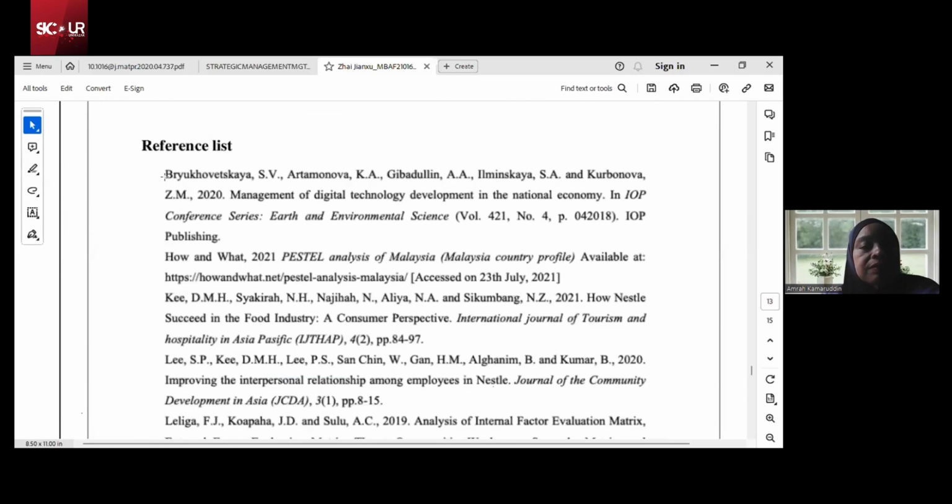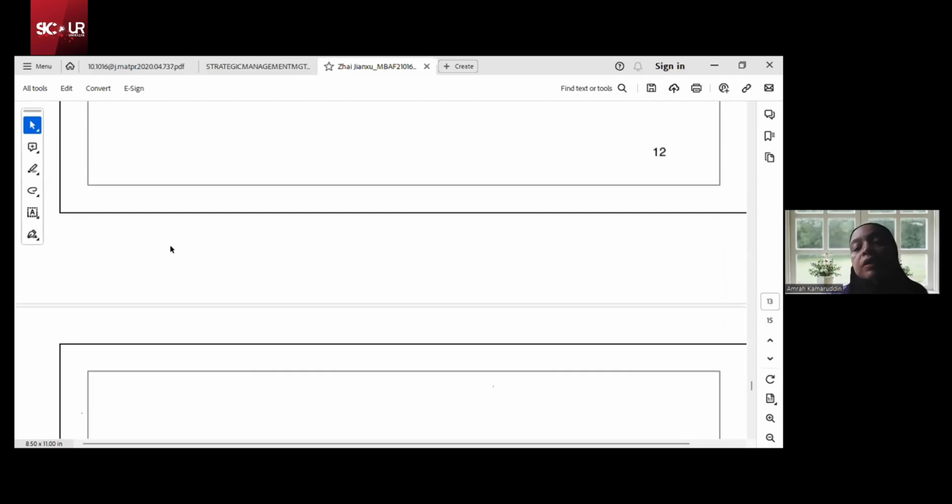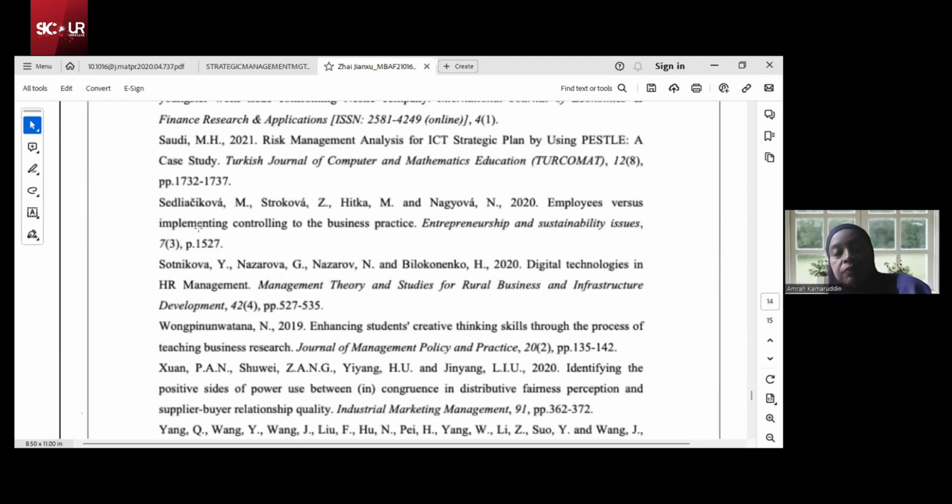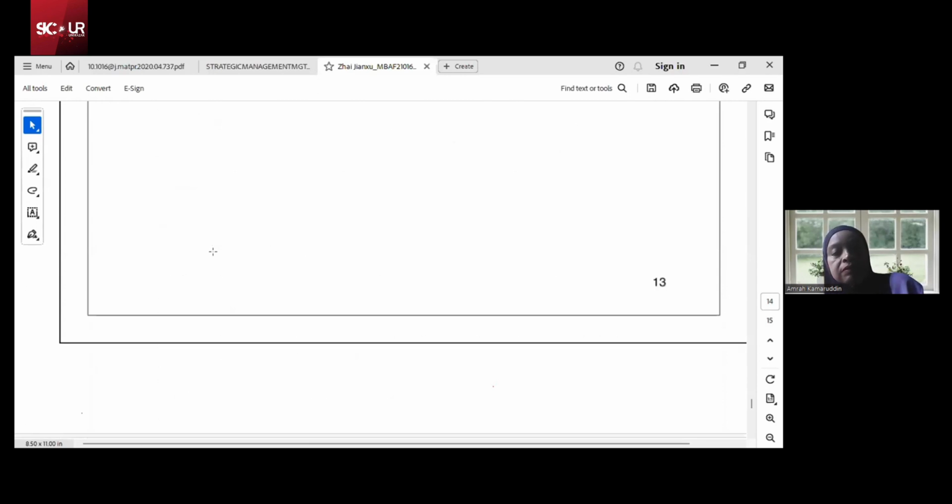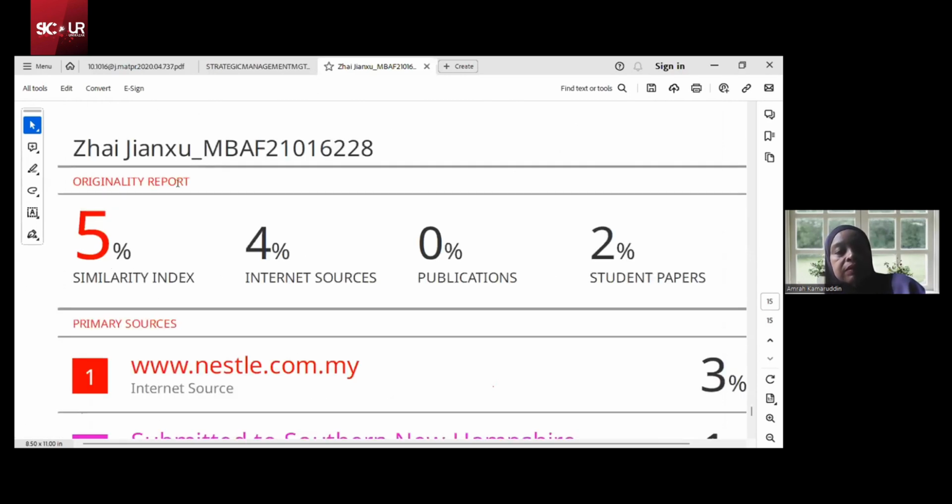Or maybe you can just submit your reference list as an image. Now, this one is an image. You can see exactly it's an image, so Turnitin definitely cannot read an image. So you have two options: either you take out the reference or you use the image as your reference. The similarity is only 5%.